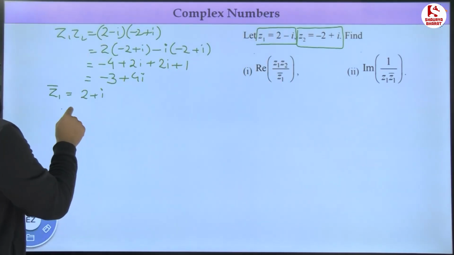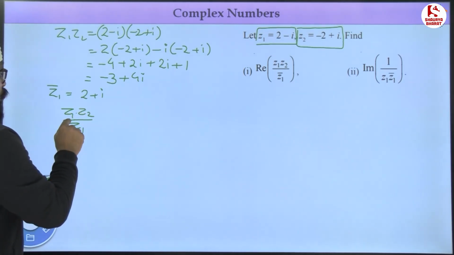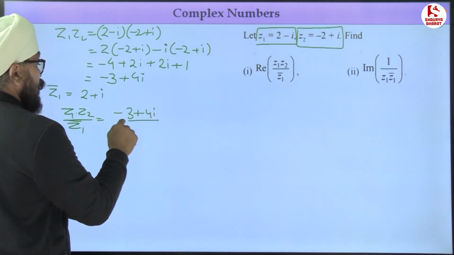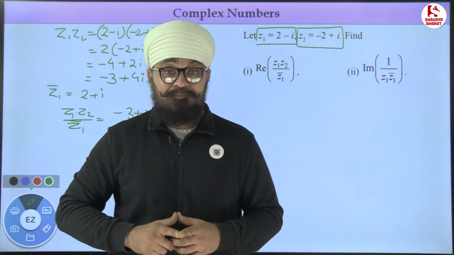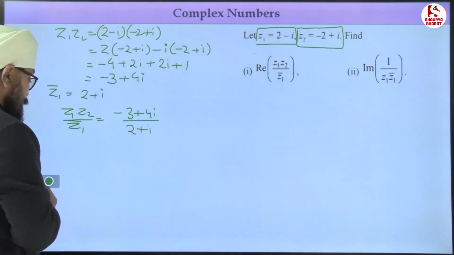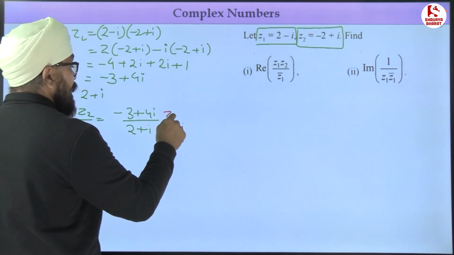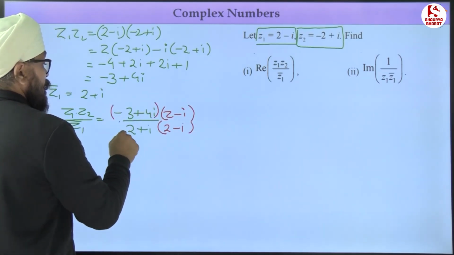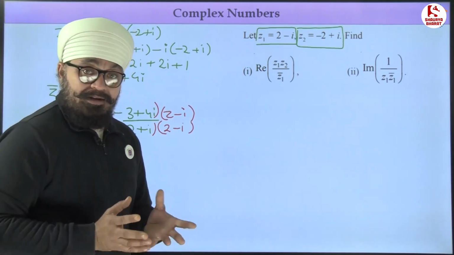So here we want Z1 into Z2 whole divided by Z1 conjugate. So when I take this one, this is minus 3 plus 4 iota whole divided by 2 plus iota. So now we are going to study about the division. Now this will be the first question where we are going to take care about the division. So just watch it properly. So we will take the conjugate here. So let us take 2 minus iota and 2 minus iota in the numerator and the denominator, so that the denominator can become, this is nothing but a rationalization.